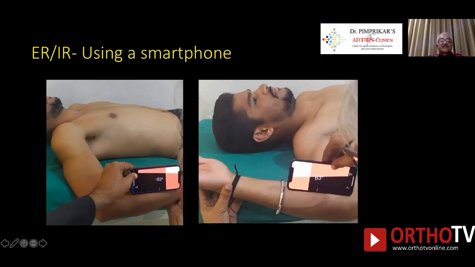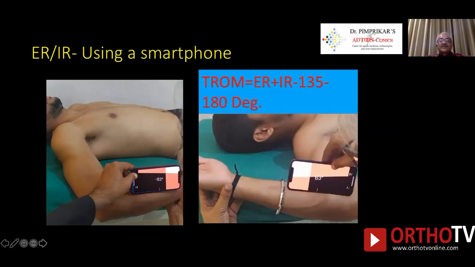Whenever you are testing this, again, you are going to stabilize the coracoid process, the video of which will come in the next slide. Here you see that the internal rotation is 83 degrees and external rotation is also 83 degrees. This means that the patient has got a TROM, which is the total ROM, the sum of external rotation and internal rotation. Normally, it should be 135 to 180 degrees.